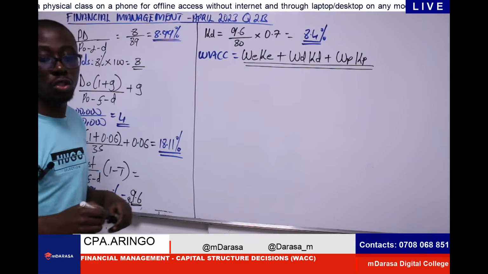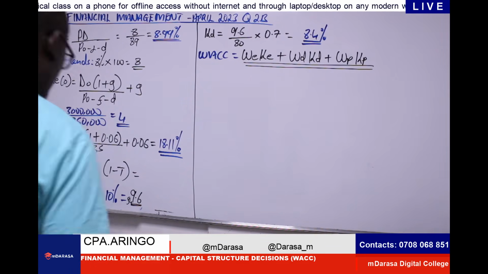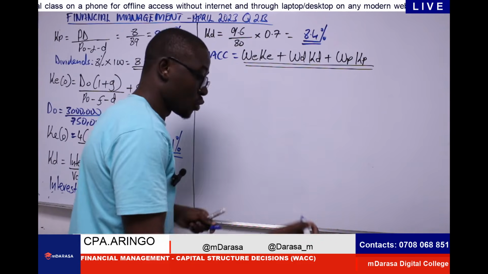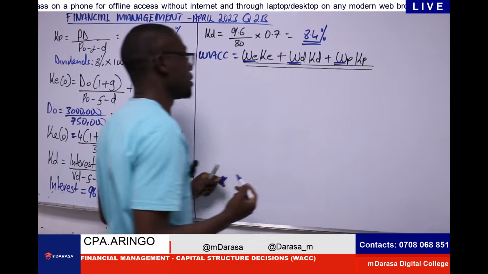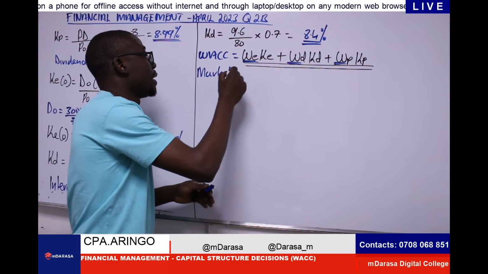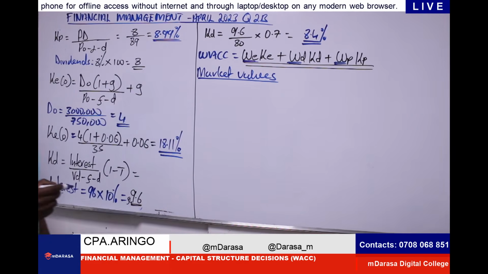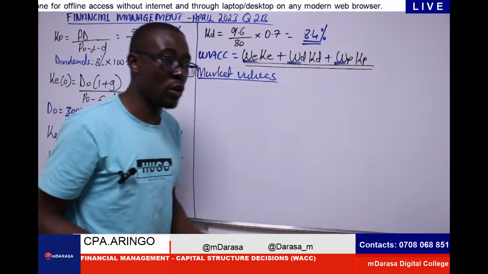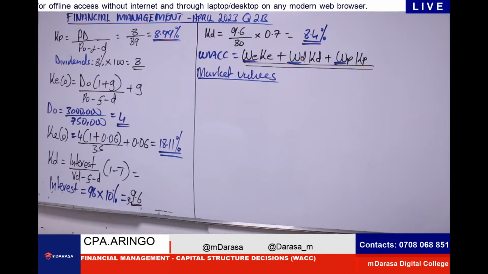The most important question and the most important trick that you should understand at this point is determination of the weights. How are we going to determine these weights? To determine our weights, my good students, for the purpose of WACC, we have to use our market values. So weights under WACC, we normally consider the market values of these component costs. And to know the market values, you consider the capital structure.